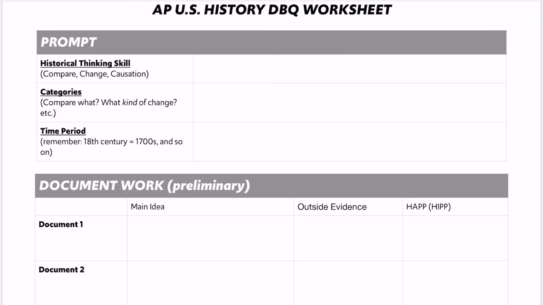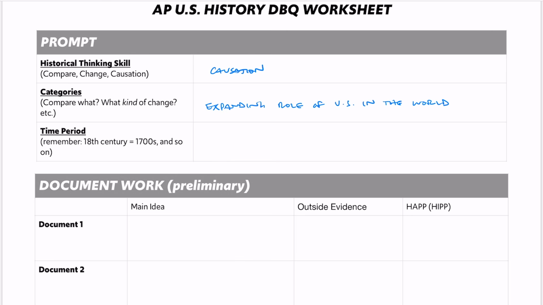Okay, so now I'm going to go over to my worksheet and just make sure I understand everything they're asking me in the prompt, because that's the first step to really nailing your essay. Evaluate the relative importance of different causes. What's the historical thinking skill? It is causation. But the causes of what? What is it asking me about? In this case, it's the expanding role of the United States in the world.